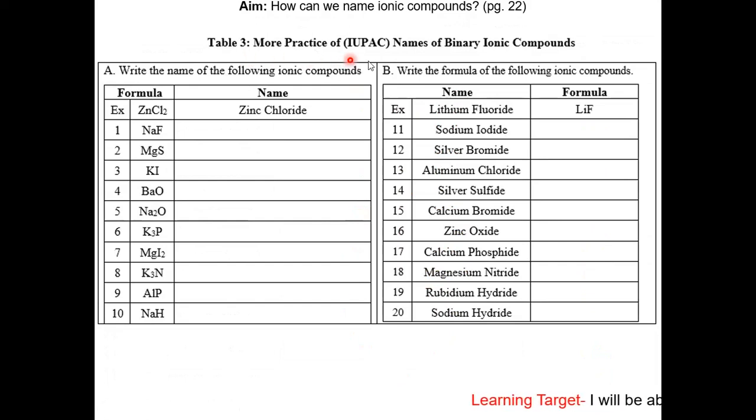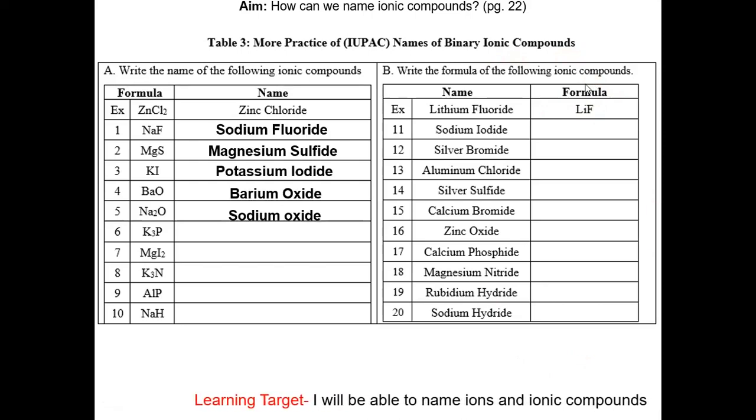For Table 3, it's more practice in naming binary ionic compounds and getting their chemical formulas. So pause the video and resume once you complete this. So here are the answers.